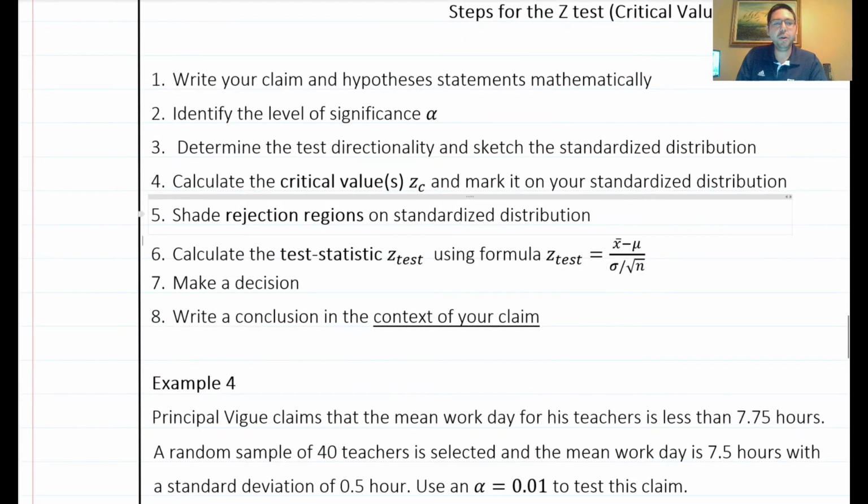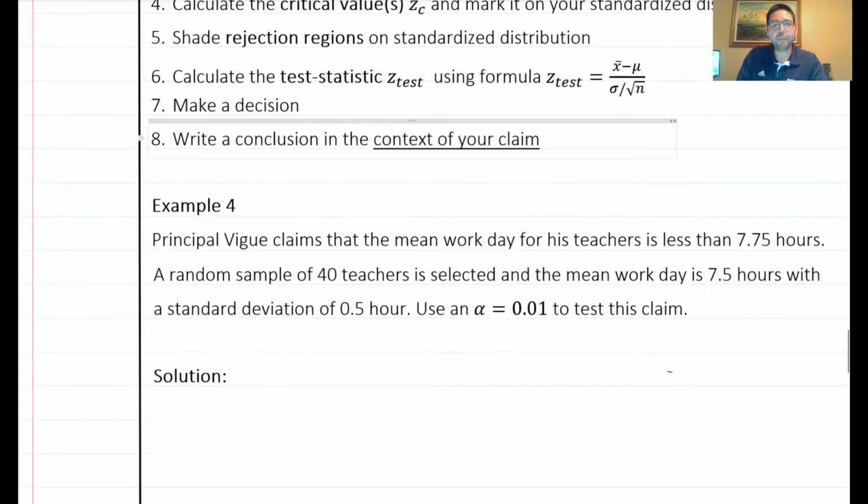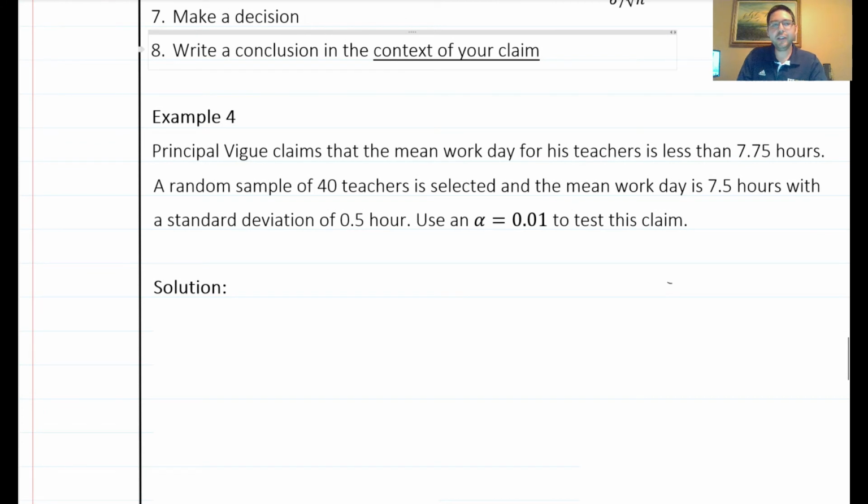All right, so let's look at an example. Principal Vigu claims that the mean workday for his teachers is less than 7.75 hours. A random sample of 40 teachers is selected, and the mean workday is 7.5 hours with a standard deviation of 0.5 hours. Use an alpha equals 0.01 to test this claim.